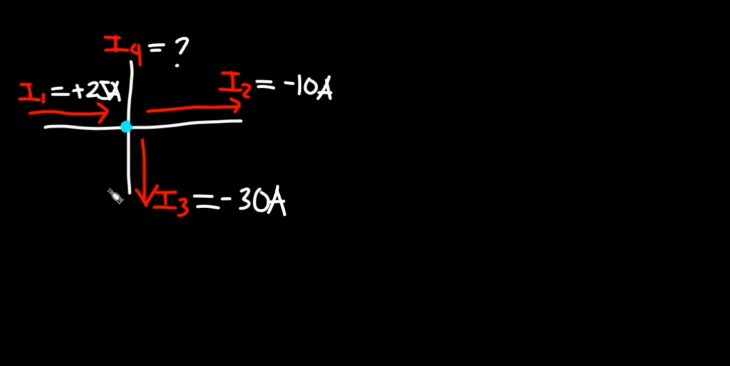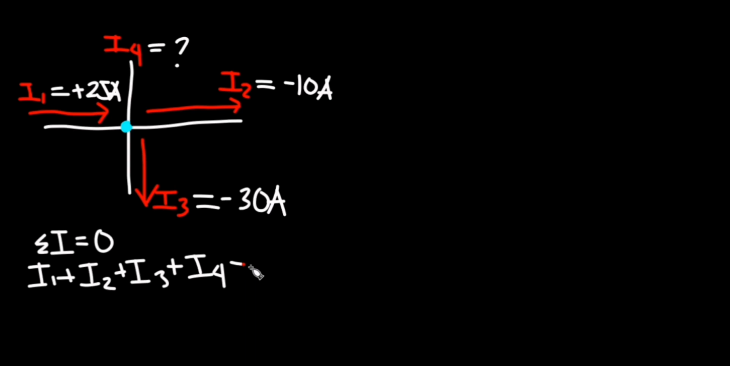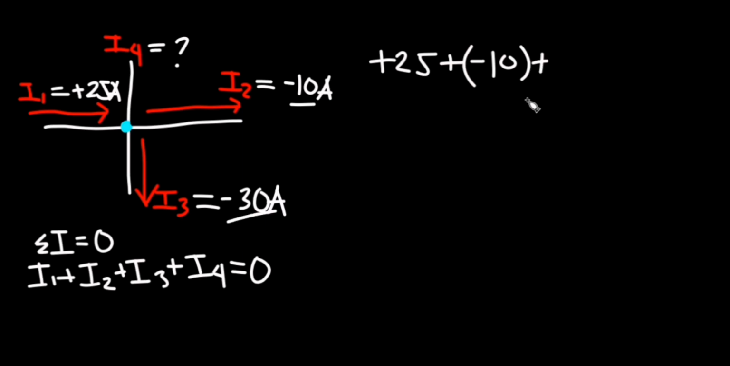So again, the summation of all currents in a junction is 0. I1 plus I2 plus I3 plus I4 equates to 0. I1 is positive 25, entering the junction. Then plus negative 10 and negative 30 as these currents leave the junction. And adding I4 to the equation results in 0.